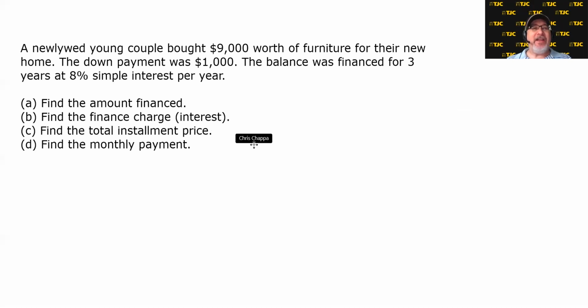All right, so let's see what we're asked to find. A, find the amount financed. B, find the finance charge, the interest. C, find the total installment price. And then D, find the monthly payment. And when we get to part D, we'll talk about how to calculate the monthly payment. All right, let's start with the amount financed.